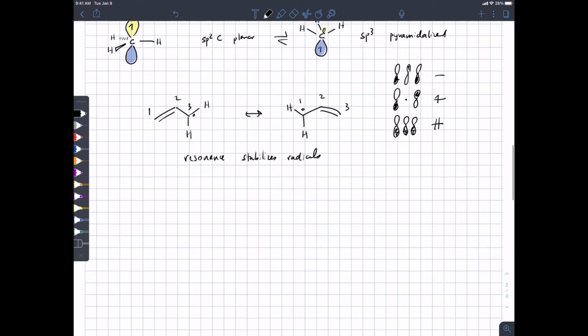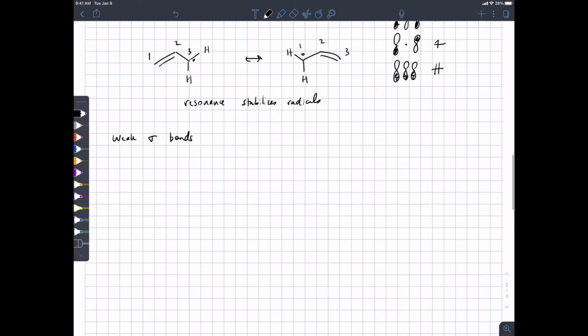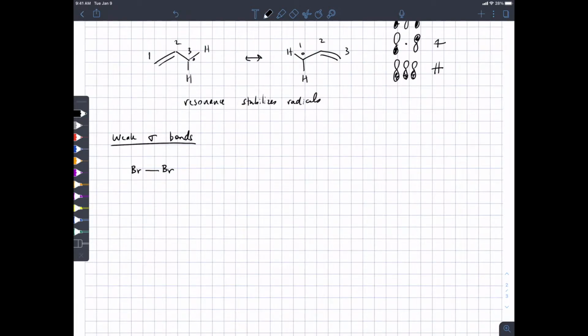All right. So where do we get radicals from? Generally, you're looking for weak sigma bonds, and then you need to apply enough energy to take both of the electrons in the sigma bonding orbital and give one to either partner involved in the bond. One of the ways your text uses to make radicals is to start with bromine. We already know the bromine-bromine bond is fairly weak. We've used it as an electrophile previously. But then we're going to excite the electrons in this bromine-bromine sigma bond with UV light.